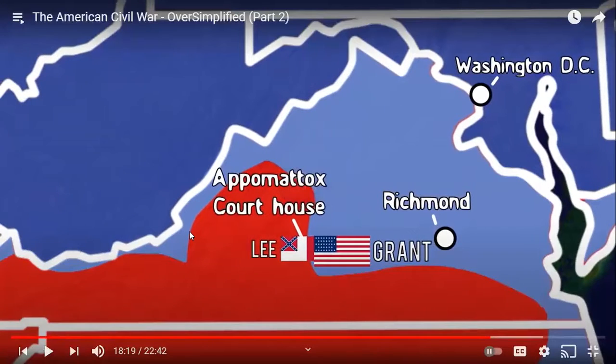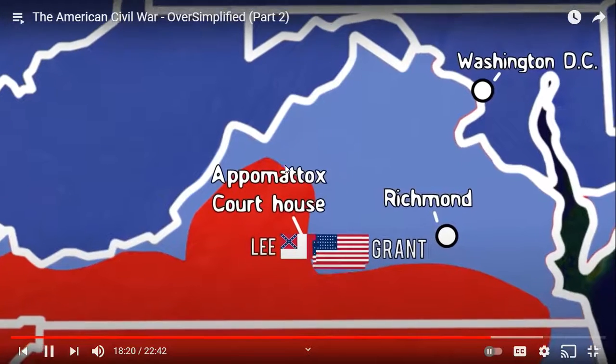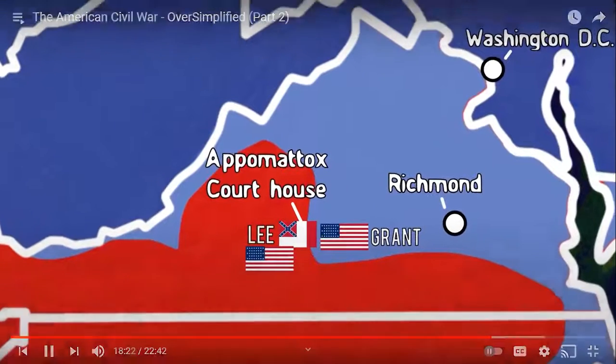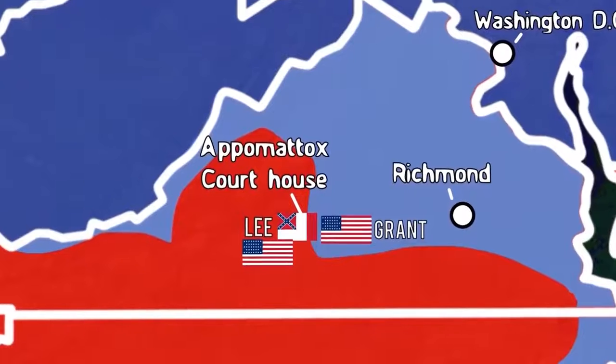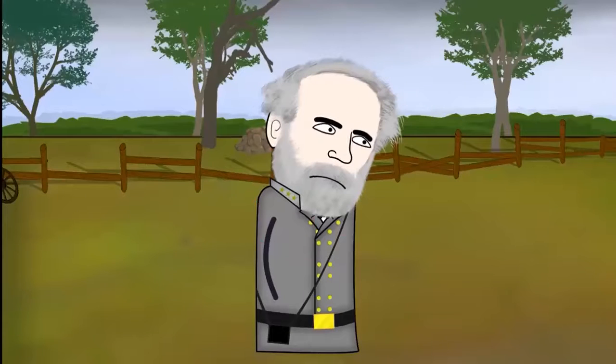Appomattox Courthouse, where Wilmer McLean lives. I told you in the first episode that he said the war started in my backyard and ended in my house. So Lee's surrender happened at Appomattox, where Grant trapped his forces. It was here, on April 9th, 1865, that Lee saw no point in continuing.